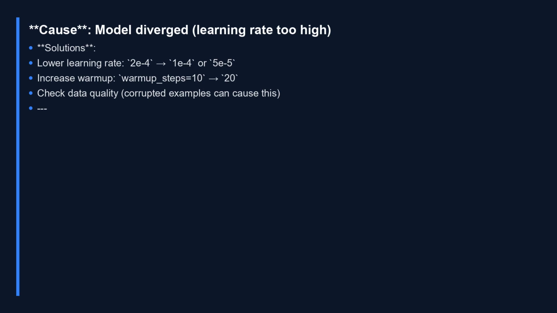The cause is almost always a learning rate that's too high. The fix: drop it by half or more, from 2E-4 to 1E-4, or all the way to 5E-5 if needed. Also increase warm-up steps from 10 to 20, which gives the optimizer more time to stabilize before hitting full learning rate. Finally, audit your training data for corrupted examples. A single malformed sample can produce a gradient spike large enough to trigger NaN on its own.